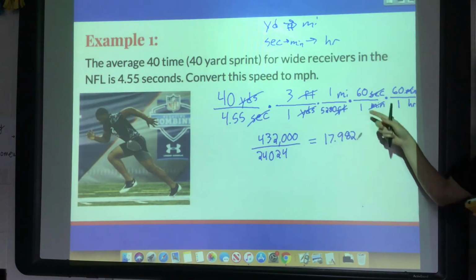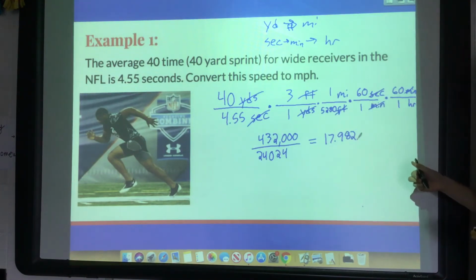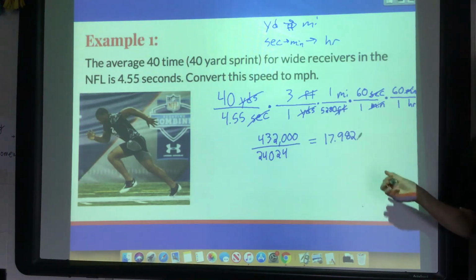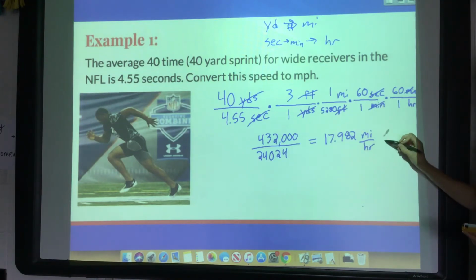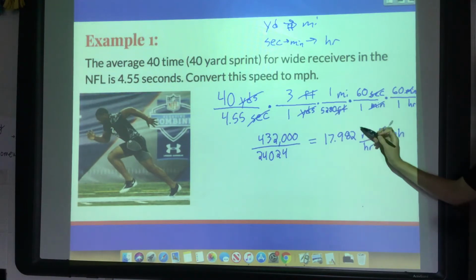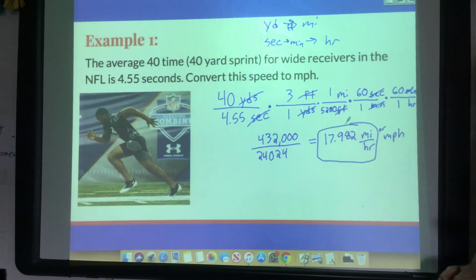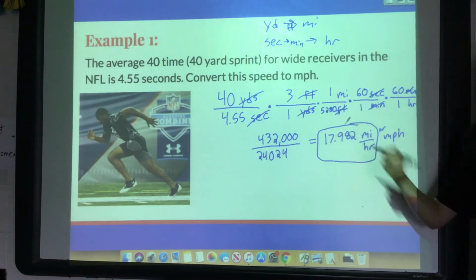Remember, this was miles per hour. That feels really fast, but I guess they are wide receivers in the NFL, so that makes sense. This was miles per hour, or another way to write that is mph. All right, so that is my final answer. You could round that up to 18 if you wanted to.